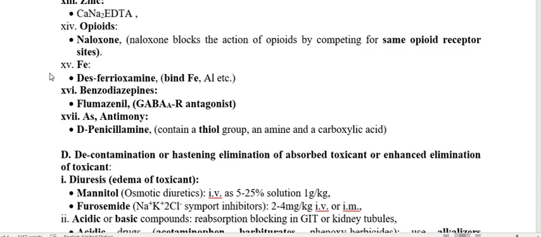So to check the iron toxicity, we have to give an agent or drug as an antidote which binds with the iron, that is deferoxamine. So deferoxamine is a drug, an antidote for iron, because deferoxamine is going to bind with the iron, also aluminum, to remove it from the body, and therefore it is used as an antidote for iron toxicity.